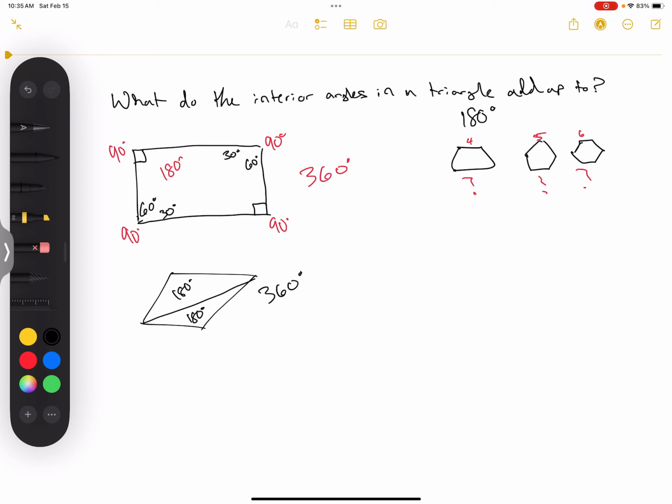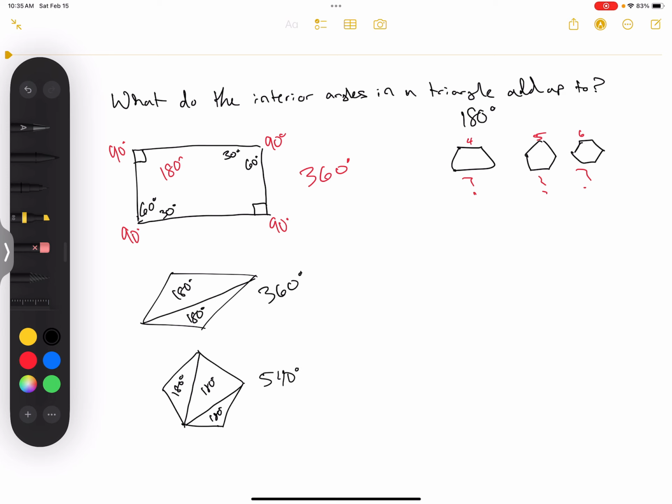Okay, and then what if I took maybe a pentagon? Okay, so bear with me here. 5 sides, and what if I split this into triangles, like so? Well, there'll be 180 from this triangle, 180 from this triangle, and 180 from this triangle. Okay, and we put all those together, and we end up with 540 degrees for a pentagon, okay? So keep that in mind.